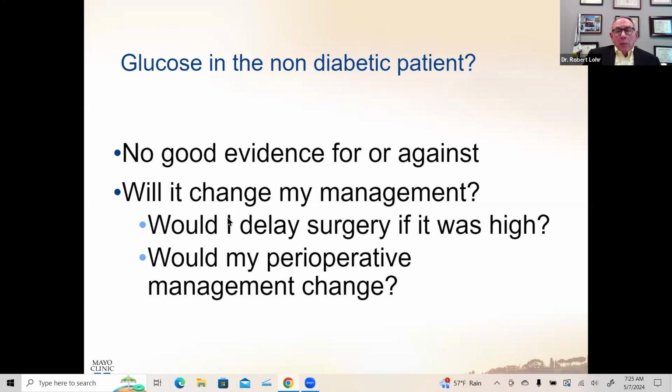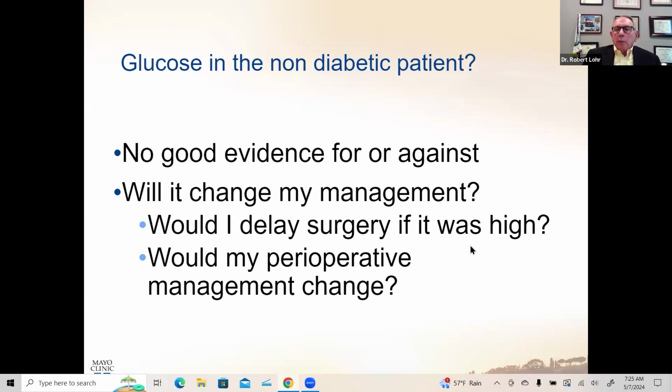But if they are diabetic, is there a reason to check their status? And in this case, it's more the hemoglobin A1C than a glucose, because sometimes it does result in a delay of surgery. And this is particularly the case for orthopedic surgeons. Many of them won't do, for example, a knee replacement or any kind of arthroplasty if the hemoglobin A1C is over 8.